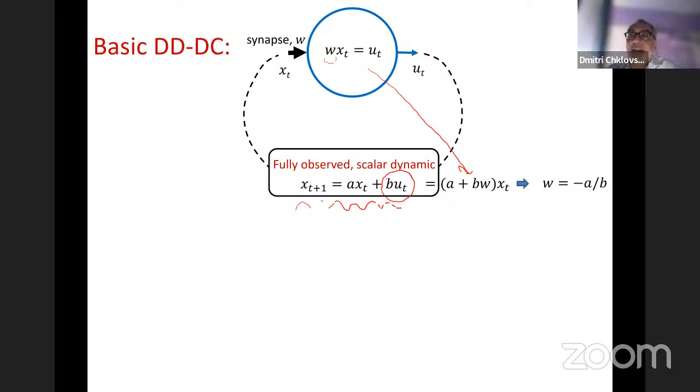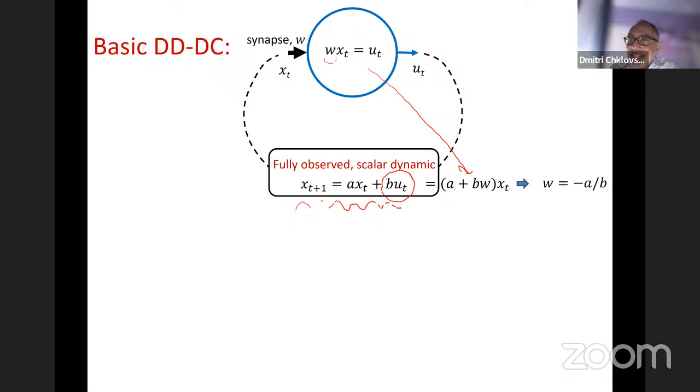And that's how things were done in traditional control theory. They give you A and B, and they ask you to compute what the W should be, and that's the result of your computation. Of course, this is the oversimplified case. Usually A and B are matrices, and then it gets difficult, but that's basically the idea. So W is minus A over B, and x_{t+1} is 0 for any x_t. Problem solved, right? Well, except that, as we discussed, in biology it's unrealistic to expect the neuron or the synapse to know either A or B.